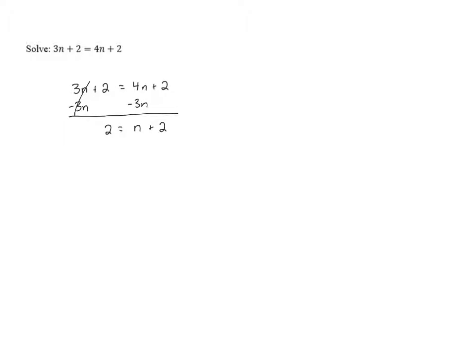Now, to get n alone, we need to subtract this 2. So we subtract 2 on both sides. On the left, 2 minus 2 is 0. And on the right, the 2's cancel, and we're left with n by itself. So in this case, the solution is n equals 0.